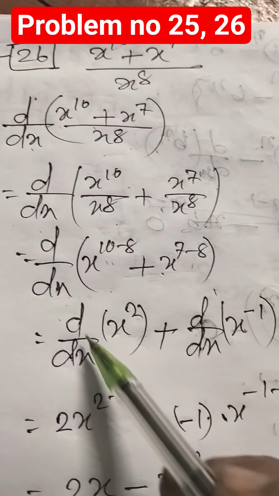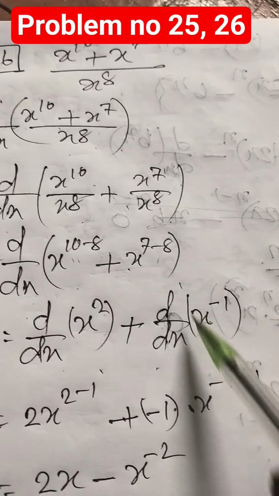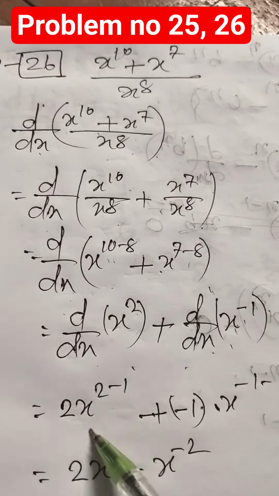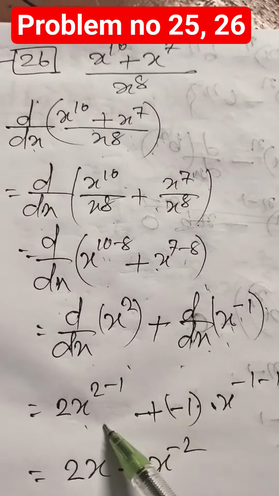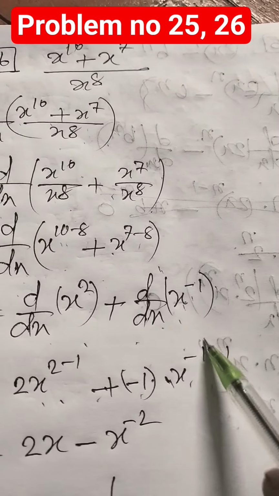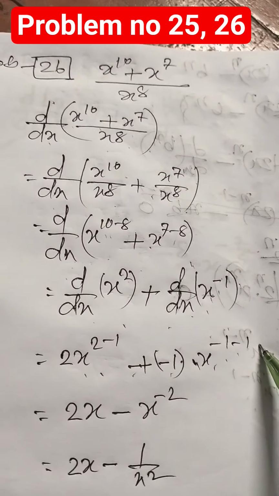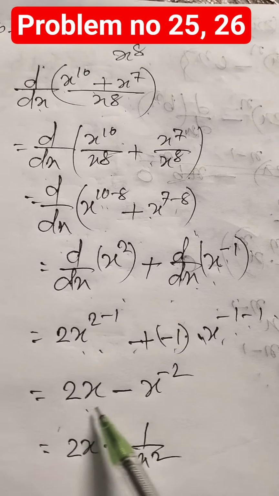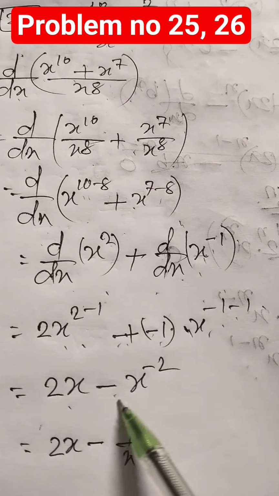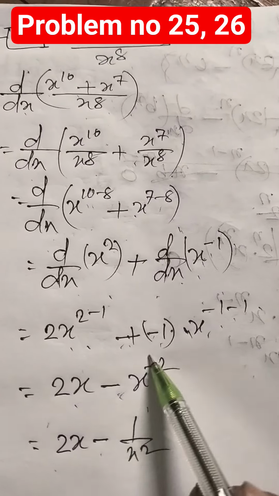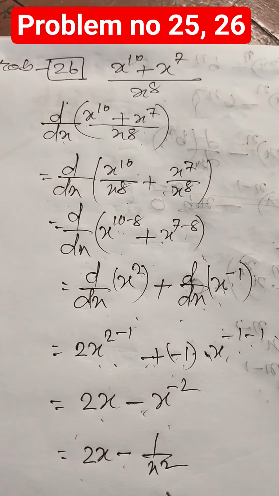So d/dx of x square plus d/dx of x to the power minus 1. So 2 into x to the power 2 minus 1 plus minus 1 into x to the power minus 1 minus 1. 2 minus 1 becomes 1, so 2x plus minus, minus x to the power minus 2. So 2x minus 1 by x square.